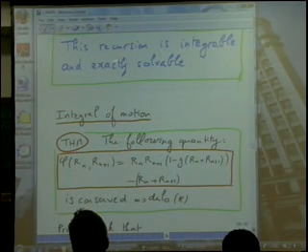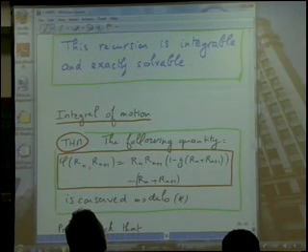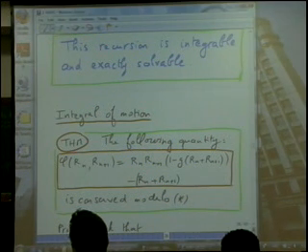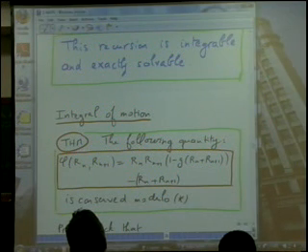So this recursion, and that's why I went through all this trouble in the first lecture, this recursion is actually integrable, both integrable and exactly solvable. So let me show you, first of all, why it is integrable. So here is the theorem. There is an integral of motion.